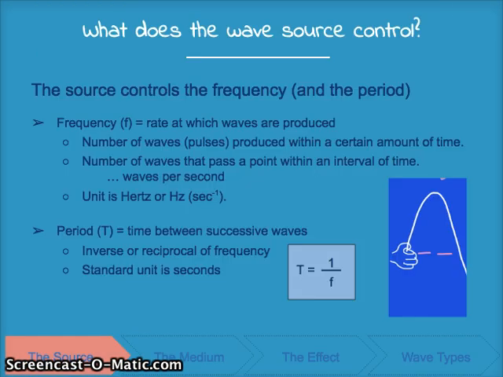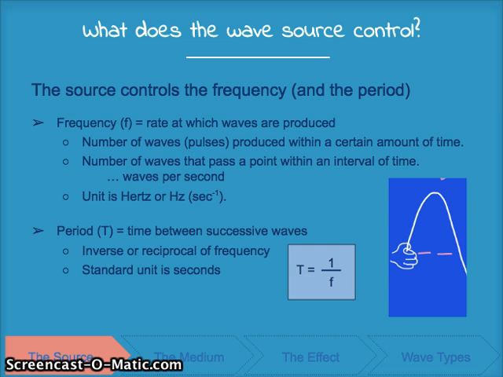So first of all, let's look at the start of the wave. There needs to be a source that controls how the wave is being created. And that source, for say a slinky wave, is somebody's hand. Or for a sound wave, it is the vibration of something. But whatever that source is, that determines the frequency of the waves, or the rate at which the waves are produced. Frequency is measured in hertz.